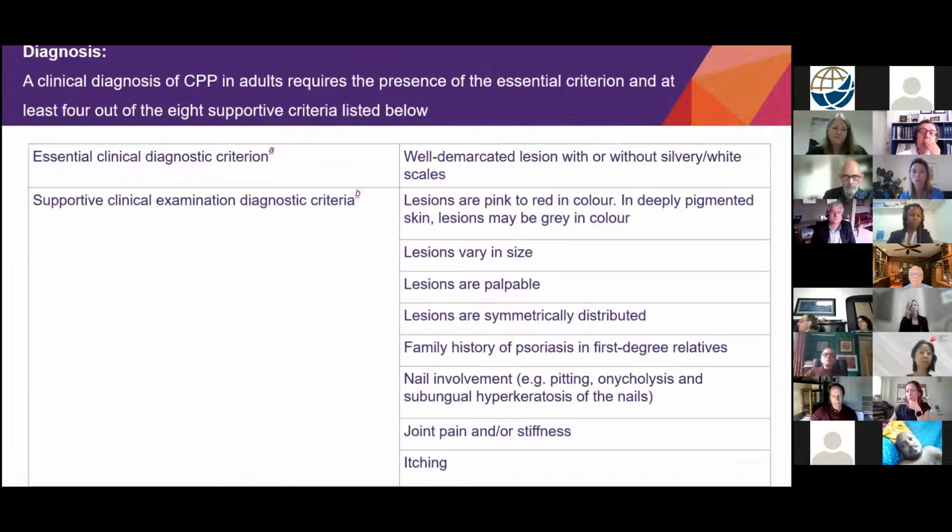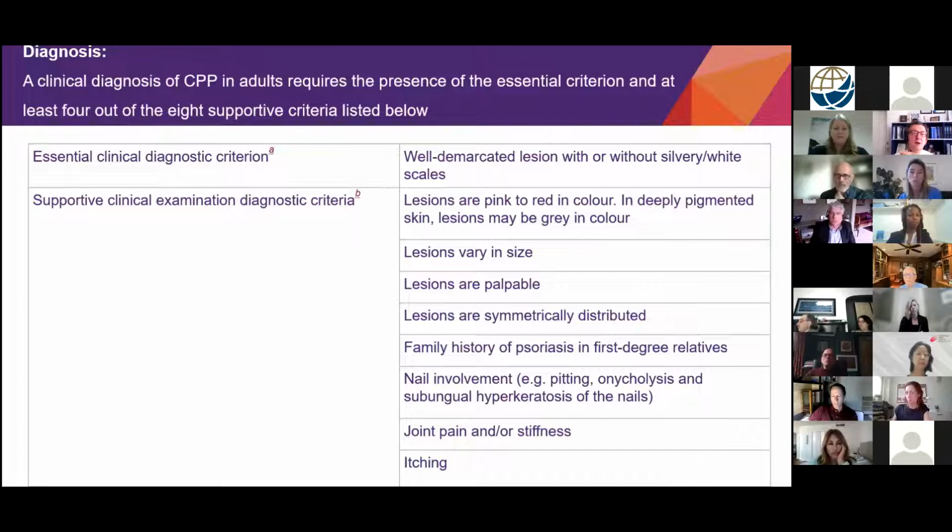What came out of this, as also briefly shown by Professor Griffiths, is that the essential clinical diagnostic criterion is the well-demarcated lesions with or without silvery white scales. It's so important that all, not only dermatologists, of course, but all doctors who also see patients with psoriasis are aware of this crucial essential clinical diagnostic criterion.